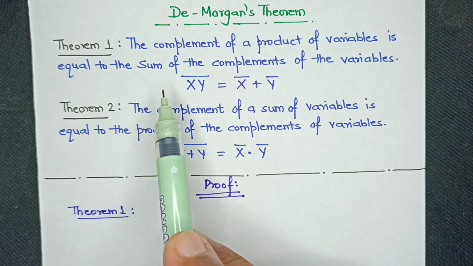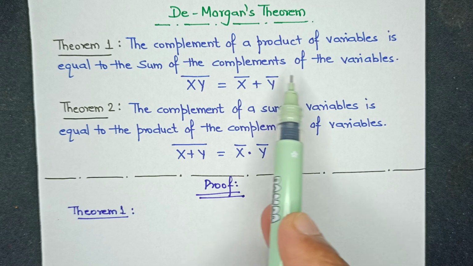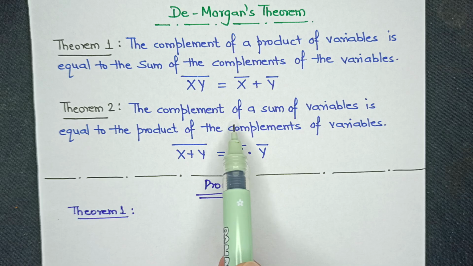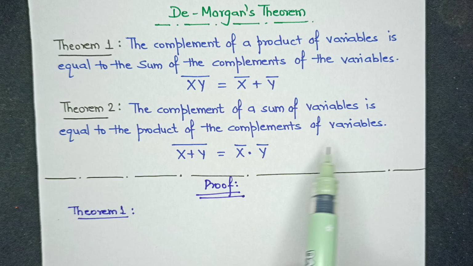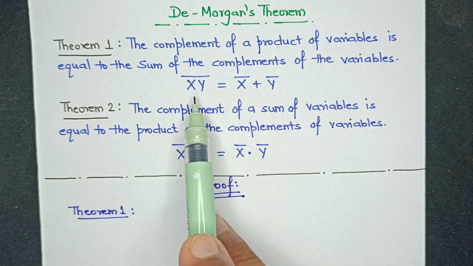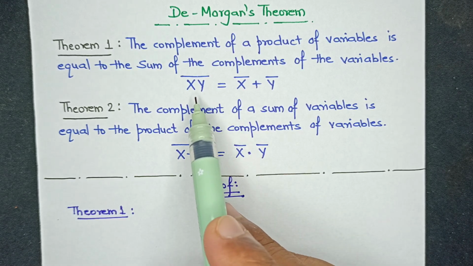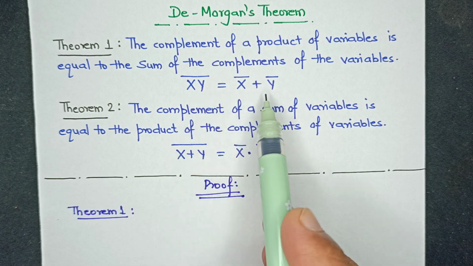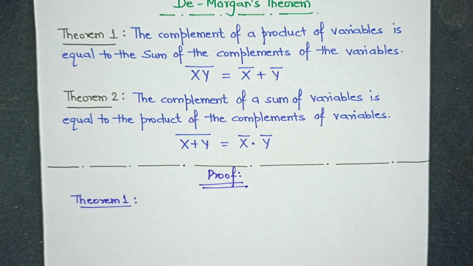Alright, so the first theorem says that the complement of a product of variables is equal to the sum of the complements of the variables. And the second theorem says that the complement of a sum of variables is equal to the product of the complements of the variables. So technically, if we have two variables, x and y, then the complement of the product is equal to the sum of the complements, and the complement of the sum is equal to the product of the complements. Now let us see the proof of this.